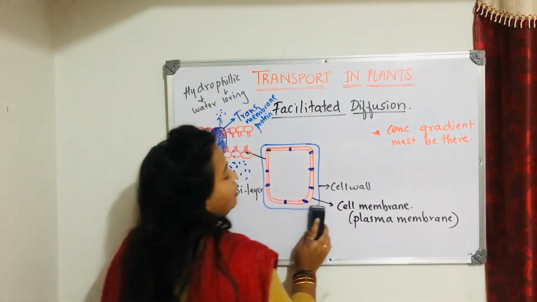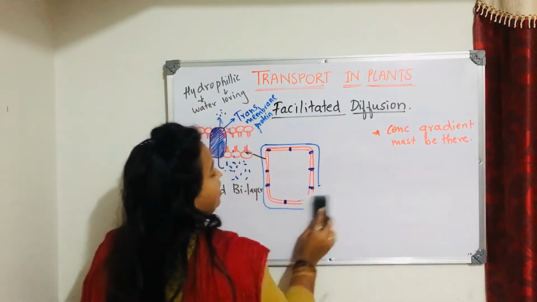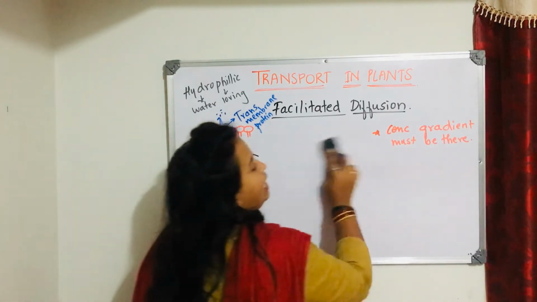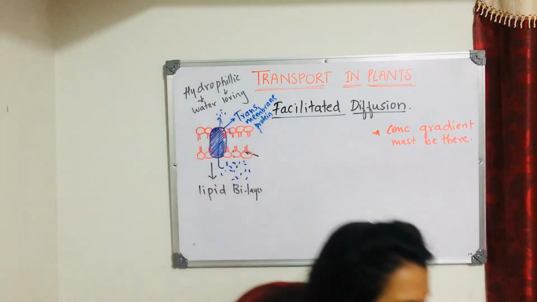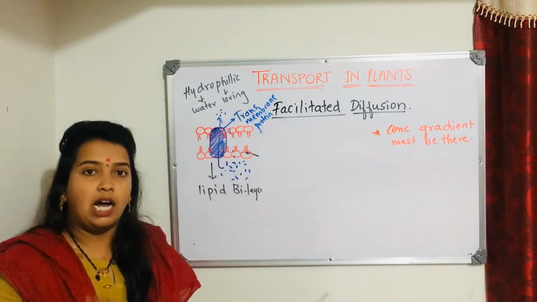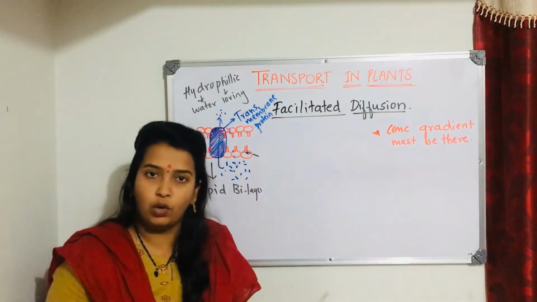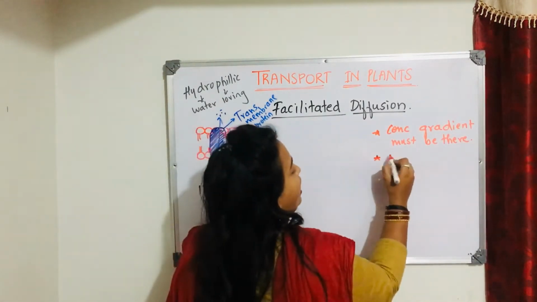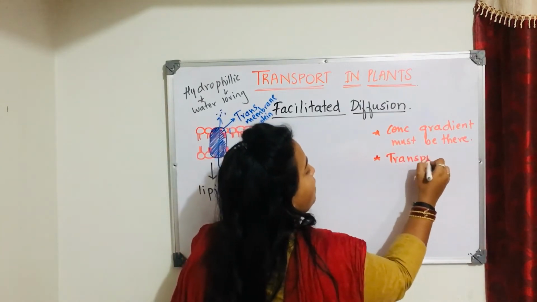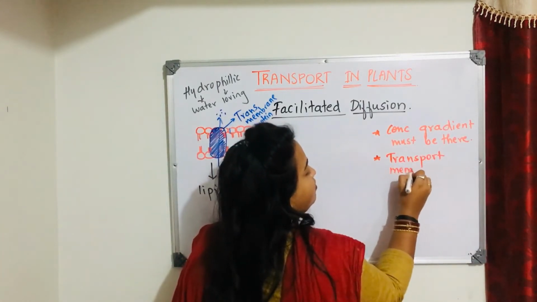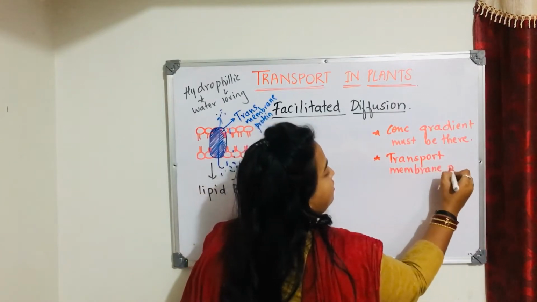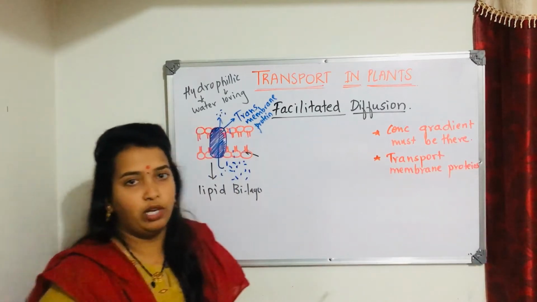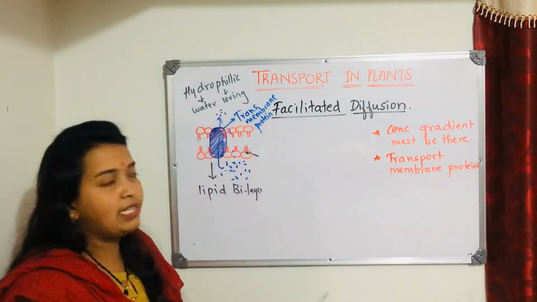So what you can remember in this facilitated diffusion, now the rate of this facilitated diffusion, again, what is important? I told you, a concentration gradient must be there already, then only it can move from higher to lower. Because it is also a diffusion only, then what is required here? It requires transport membrane proteins. So these proteins are important for the movement of these molecules, right? So transport membrane proteins are required.